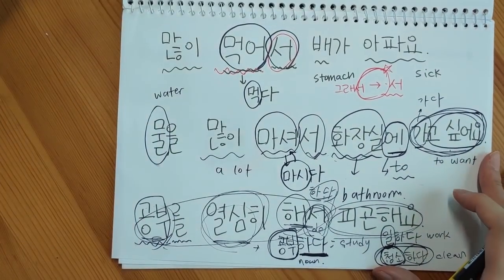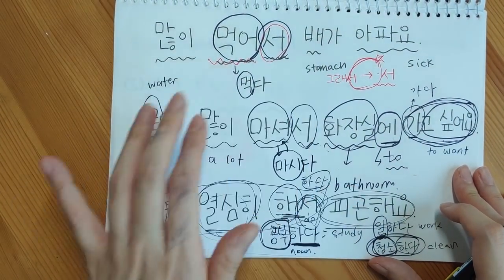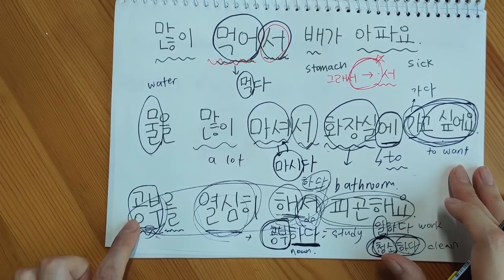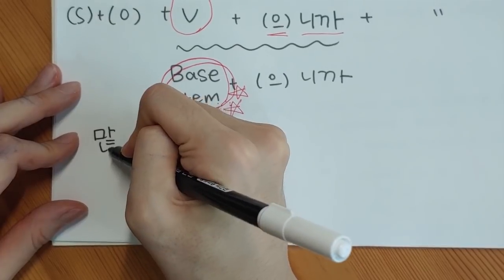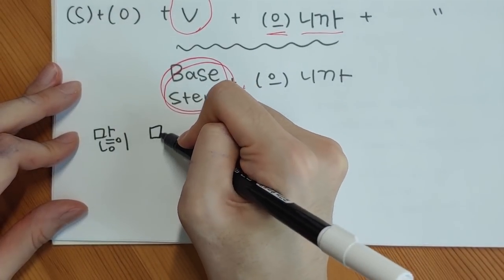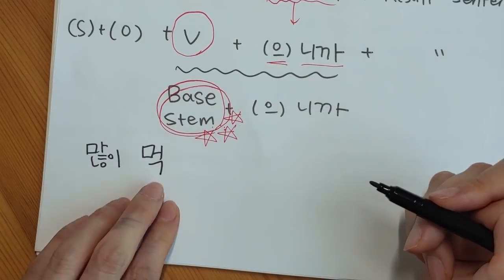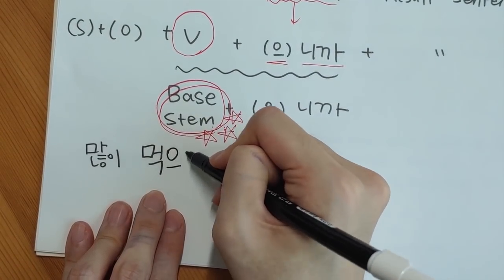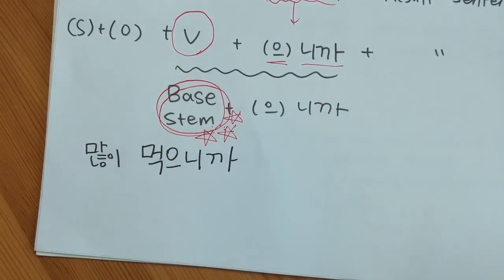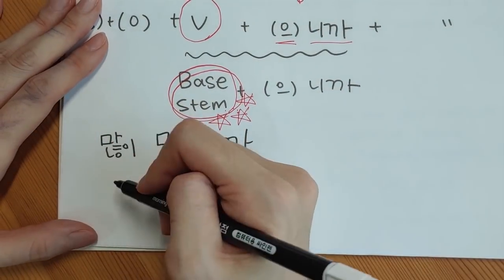So let's try changing 많이 먹어서, 물을 많이 마셔서, and 공부를 열심히 해서 into 니까. 많이, a lot, 먹 is the stem, right? So you just put 먹, and this one has 받침, right? So it becomes 먹으니까, 많이 먹으니까.